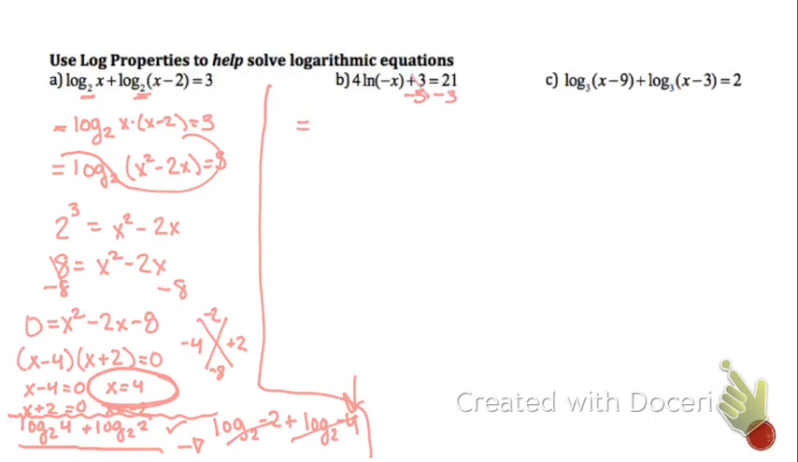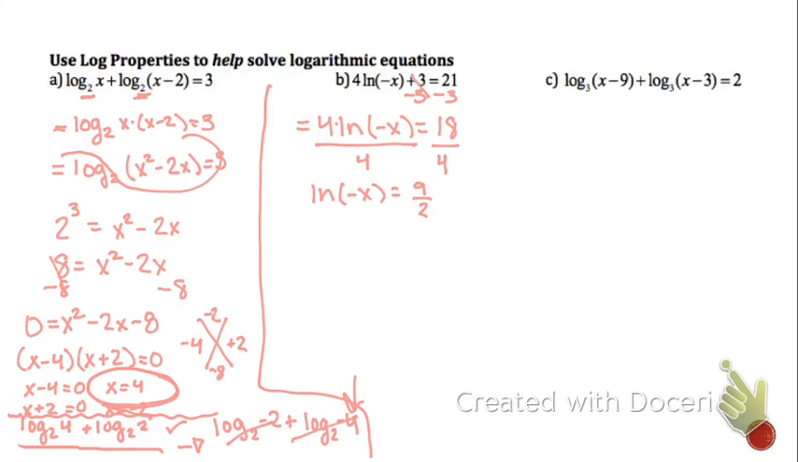All right, so I'm going to do the same thing over here. My first step is going to be to get the natural log by itself, so I want to subtract 3 from both sides. Then I'm left with 4 times the natural log of negative x equals 18. So now I want to divide by 4. Instead of moving it to the exponent like I would typically do, I want to divide by 4 because I'm trying to get x by itself. So then I'm left with the natural log of negative x equals 9/2.